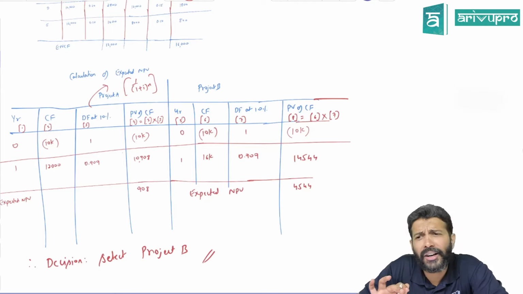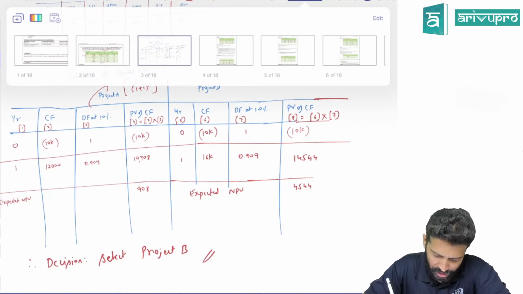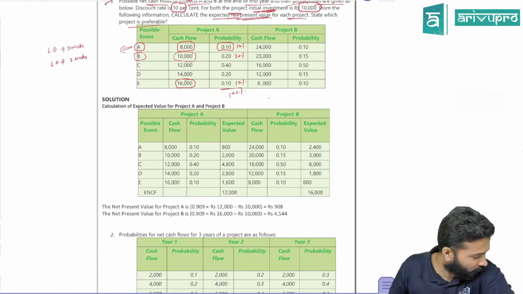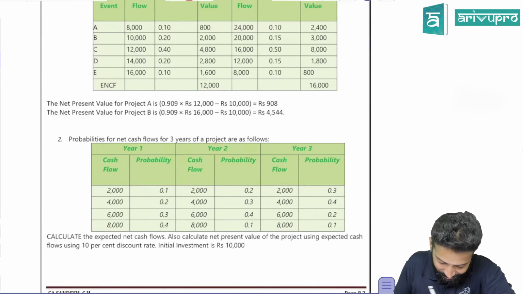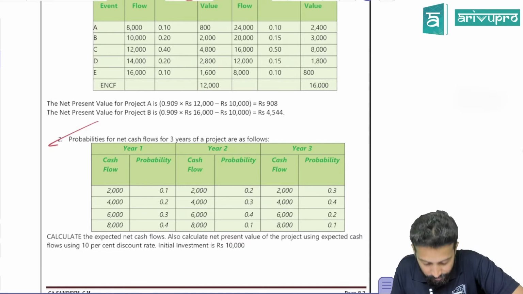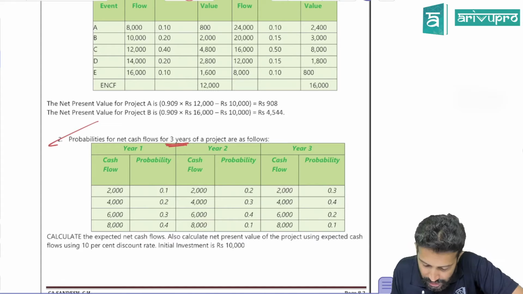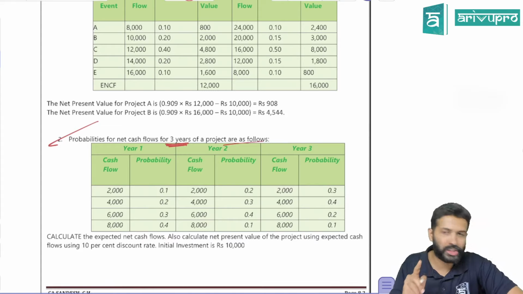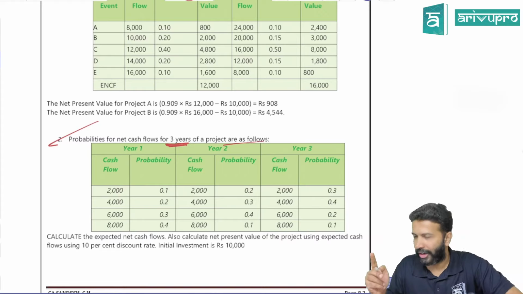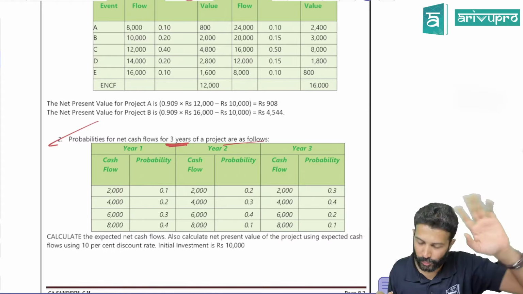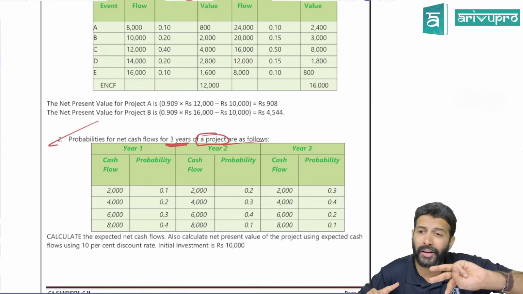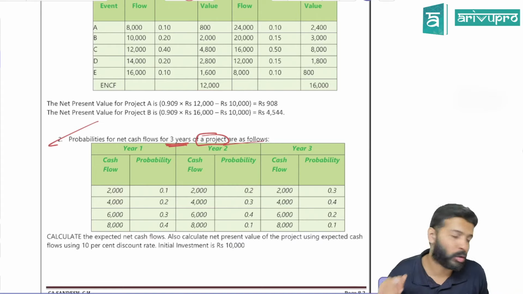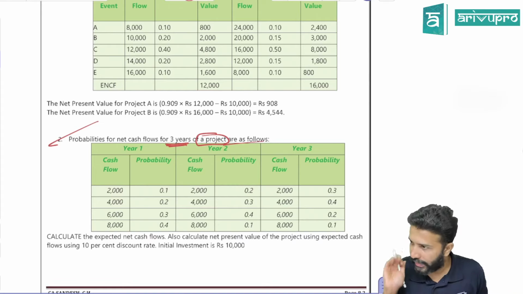Next question. Easier. Got an idea how to do it? If this question comes, what sort of face will you have, happy or sad? Happy face, okay. Question number two. Probabilities for net cash flow, this time for 3 years of a project. In the previous question, they had given two projects' cash flows for various events. Here they have given cash flows of only one project, but for multiple years, specifically 3 years.